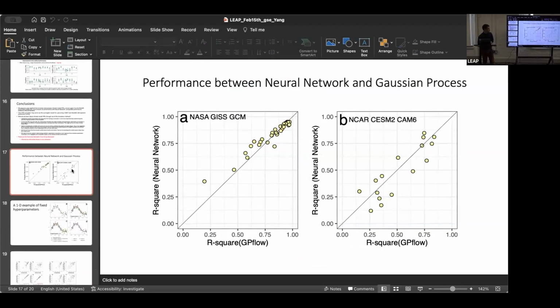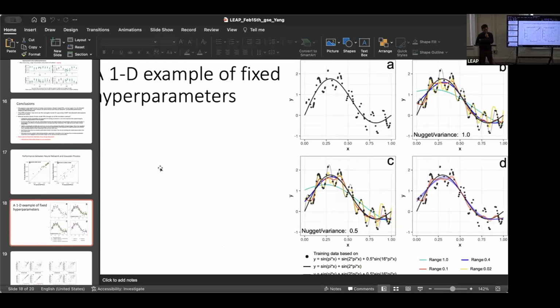So I was expecting people asking why the Gaussian process wouldn't work. So I just throw a question and answer it myself. We did that, and it turns out neural network slightly outperforms the Gaussian process. And since there's no questions, I can explain a bit more on the hyperparameters.